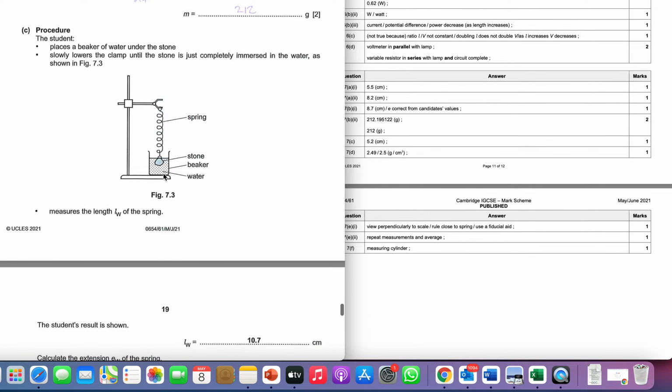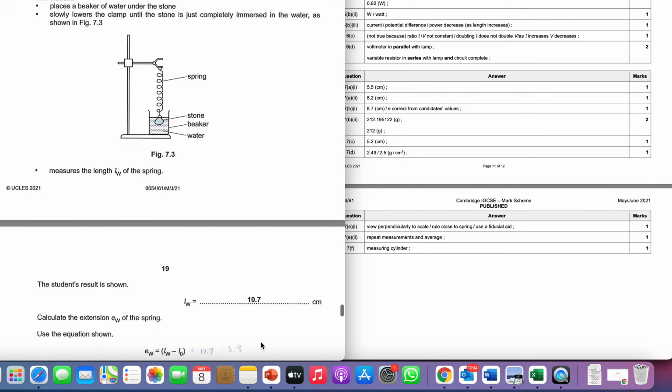We're then going to repeat the experiment. We're going to put the stone in a beaker of water. What that's going to do is reduce the length of the spring, because the upthrust of the water on the stone is going to require a lower tension and therefore a lower length of the spring. You notice that here in our value, the new value of the length, 10.7.